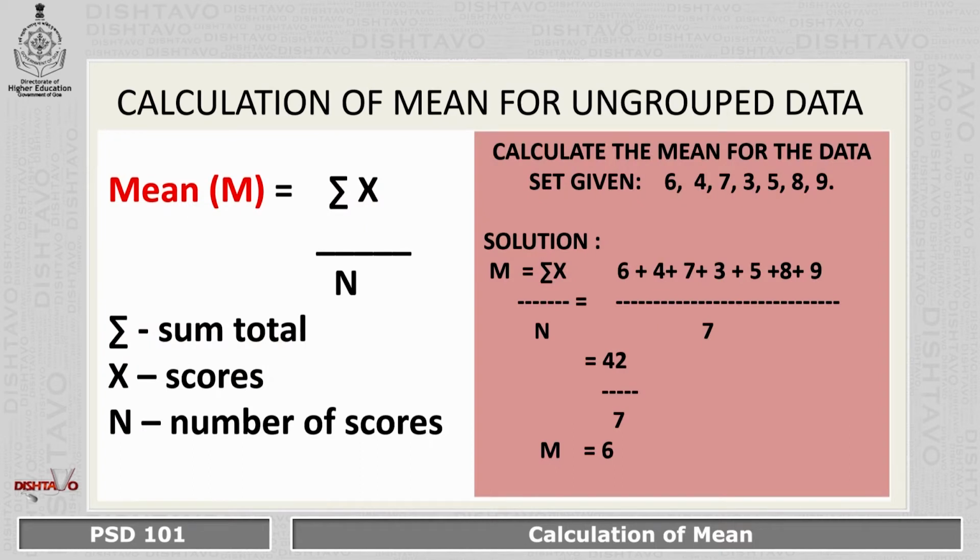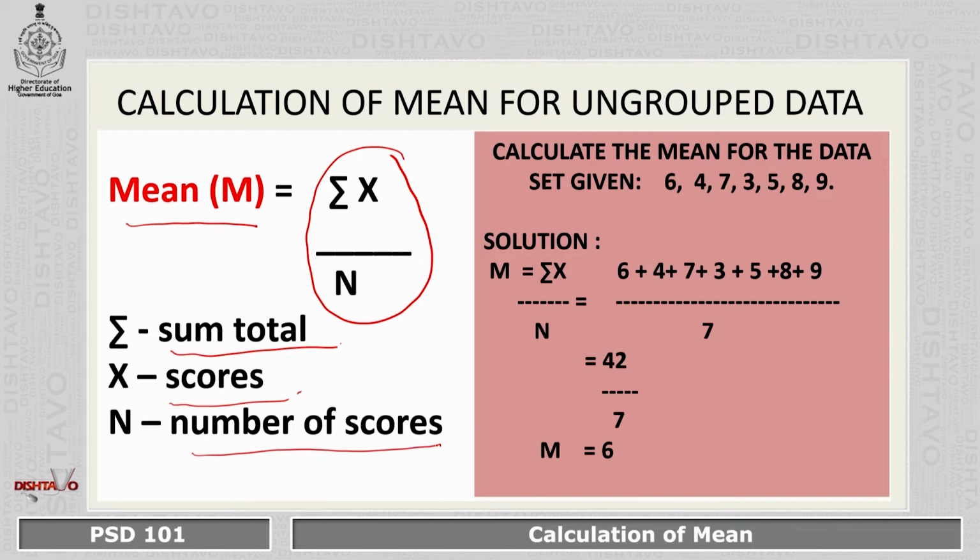Let me first teach you how to calculate mean for ungrouped data. There is a formula that is used to calculate mean for ungrouped data. As you can see here, this is the mean. And this is the formula to calculate mean. The formula is sigma x upon n, where sigma stands for sum total of, x stands for scores, and n stands for number of scores.